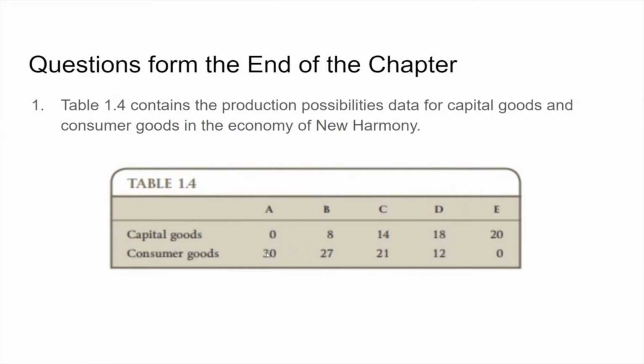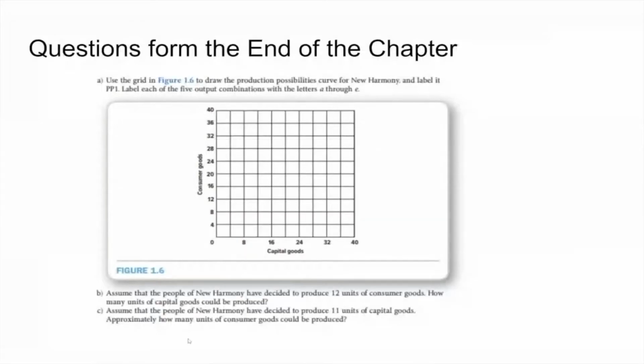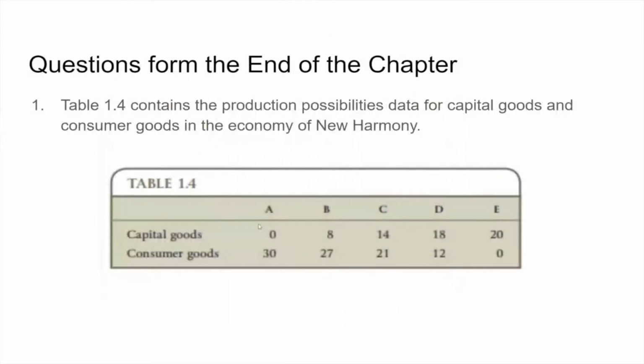So the first thing that you want to do in here is use a grid, figure 1.6, to draw the production possibilities curve for New Harmony and label it PP1. Label each of the 5 output combinations with letters A through E. Just to give you an idea of how to do this, just in case you're not clear, capital goods, consumer goods, A, okay, 0 and 30. So we've got capital goods here, 0, and 30 would be the first.